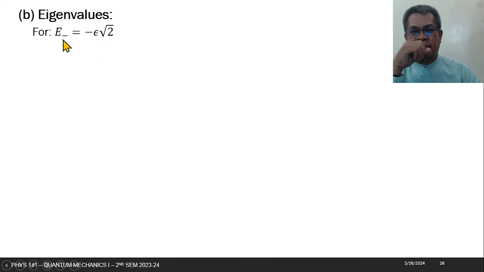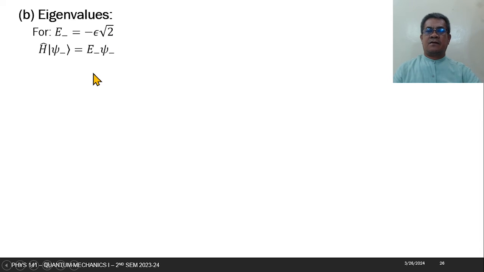Okay, so this should be eigenfunctions. For E minus, or the E1, the first eigenvalue using negative, I wrote this as E1 previously, but we will change that to E sub negative. And we have this negative epsilon square root of 2.